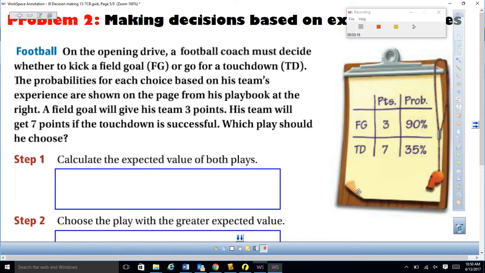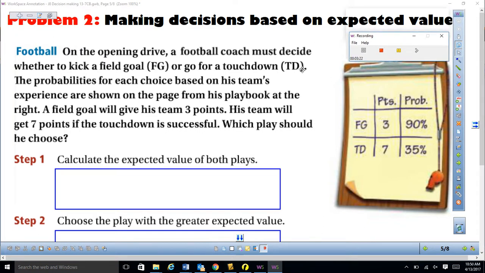Now let's look at making decisions based on expected value. On the opening drive, a football coach must decide whether to kick a field goal or to throw it or go for a touchdown. The probabilities for each choice based on his team's experience are shown on the page from his playbook at the right. A field goal will give his team 3 points. His team will get 7 if the touchdown is successful, including the kick for the additional point. Which play should he choose?